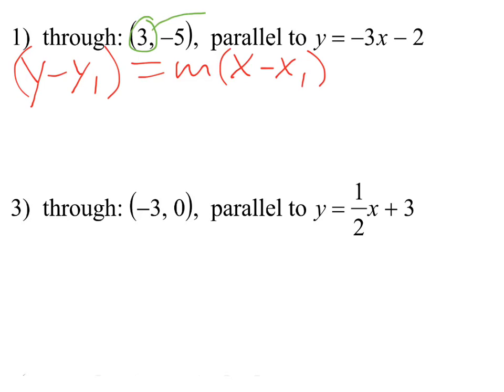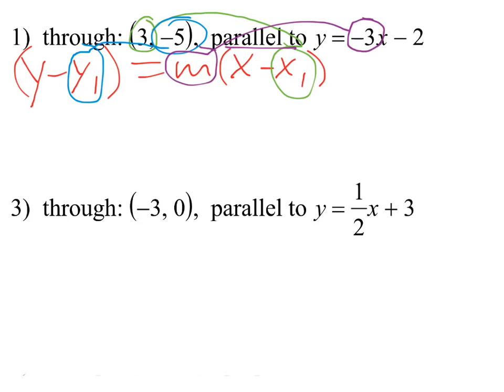So the 3 is going to go where the x1 is, and the negative 5 will go where the y1 is, and then your slope is going to be the same slope, since we're going for parallel, as the original. And so I'm just taking my original formula and plugging those numbers in. So I'm going to have y minus negative 5 equals negative 3 times x minus 3.